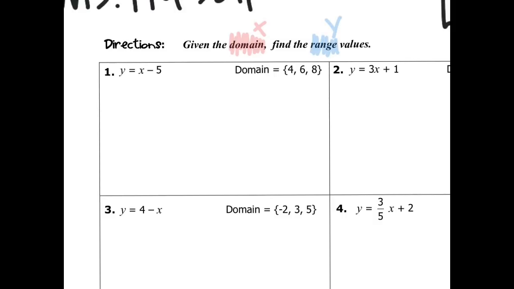Knowing that, if I go back and reread, it says given the domain. So they're going to give us a domain. And if I look at number 1, it tells us right here what the domain is. Then I need to find the range. So that's the work that I'm going to have to do.